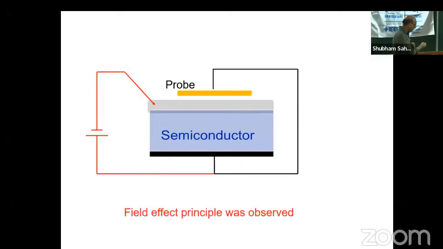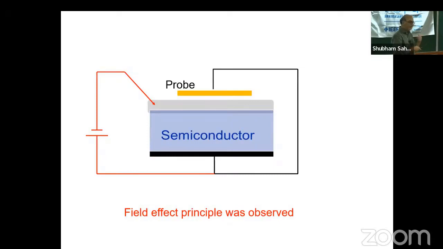And in a way, what he had discovered was the field effect principle. What was the field effect principle? That by applying a potential at an electrode, you could alter the conductivity in the sample here. So this is what he was doing: by altering the barrier here, by altering the charges here, through this particular electrode, he could alter the charges here. So the field effect principle was observed.